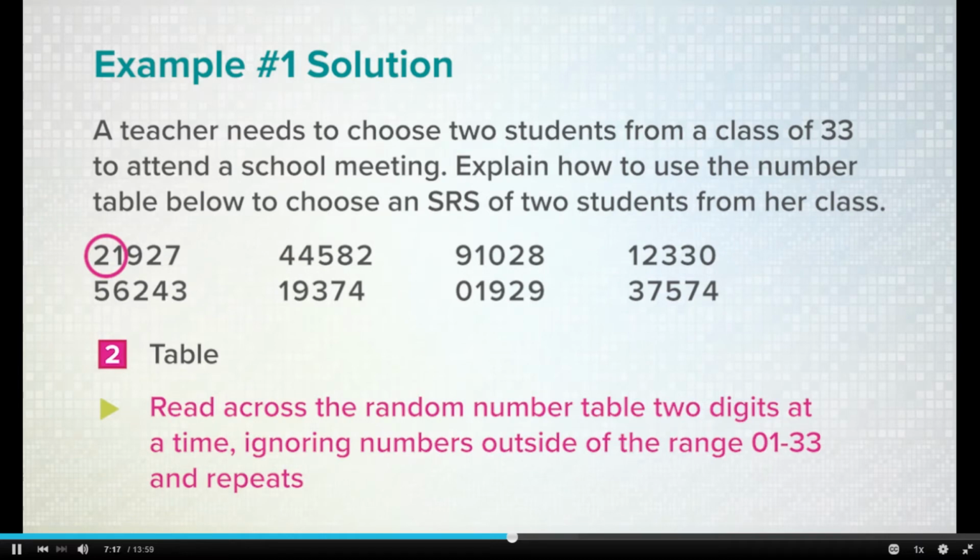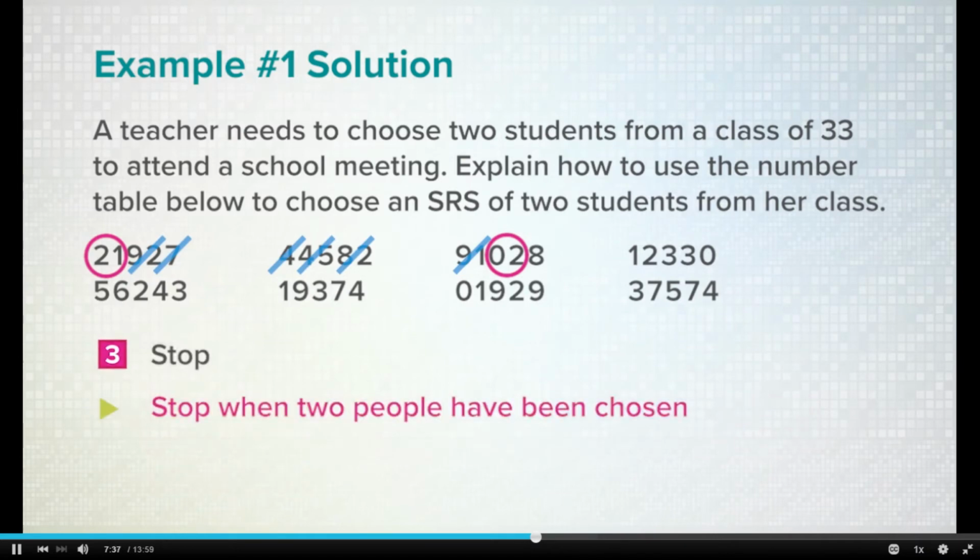The next number is 92, which I ignore because that's outside of my range. The same with the next number, 74, ignore. I'm going to ignore any numbers that are outside of my range until I get to that second person. That's person 02.